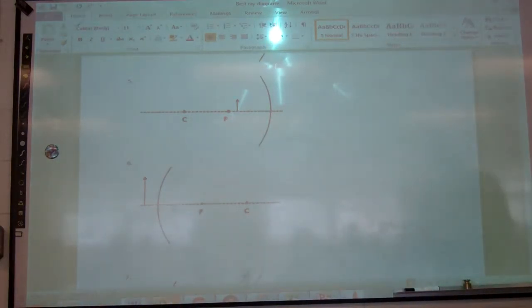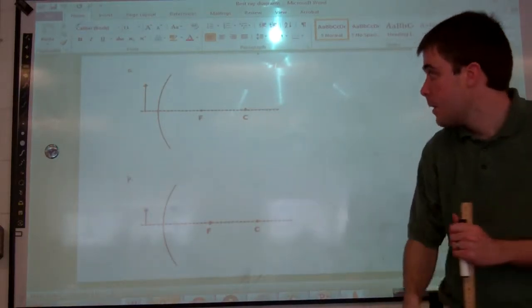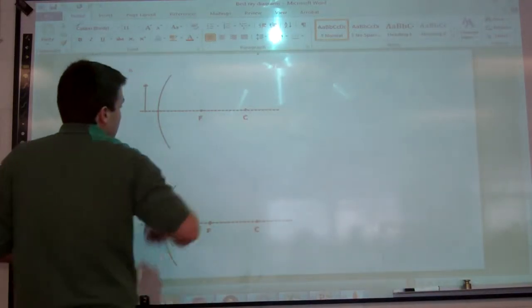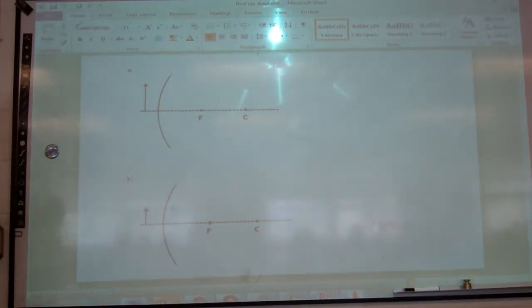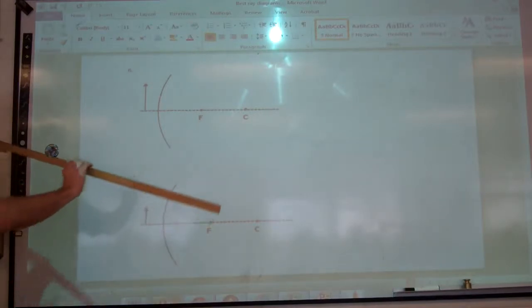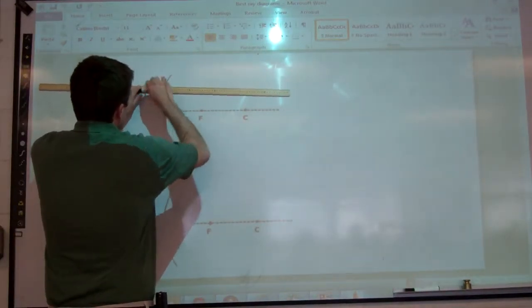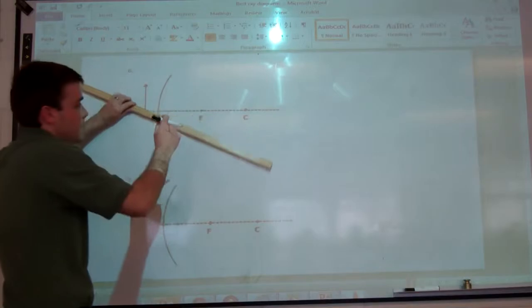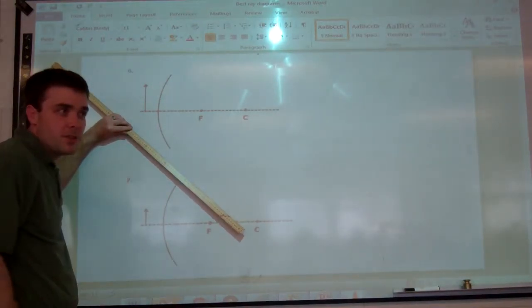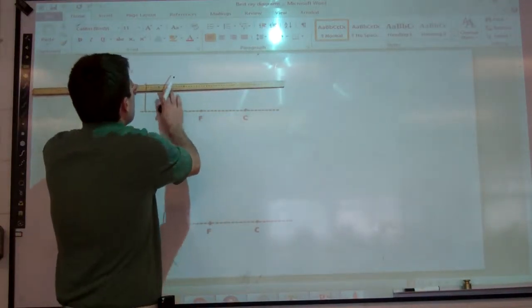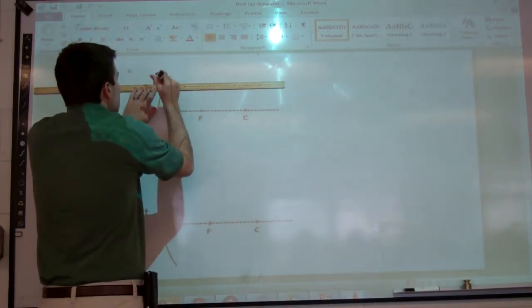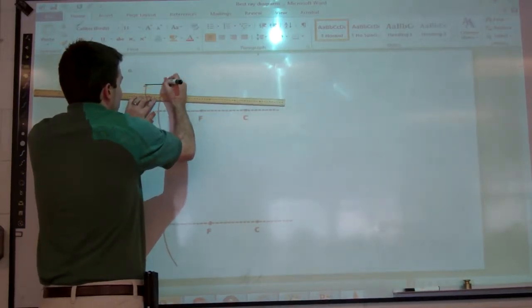So a convex mirror is mirrored like this. Okay. So we still do the same thing, but convex mirrors, instead of focusing on one point, spread it out. So the first line we draw, as everybody can see, because the focal point and the center of curvature are on the other side, since the mirror's curved this way, we go straight over.